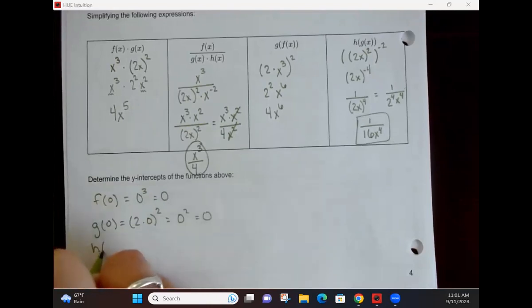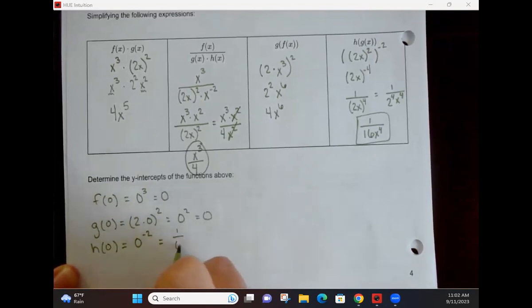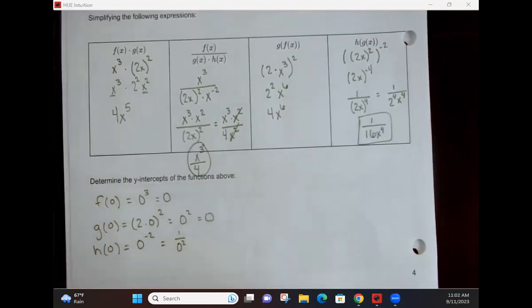And then finally h of 0. So that would be 0 to the negative second power. Remember that negative exponent tells me to take the reciprocal, so this would be 1 over 0 squared. That's actually a problem, 1 over 0 squared. What's the problem with this? Well, it's not 0. The whole thing is not 0. When I divide by 0, anybody remember what we call that?